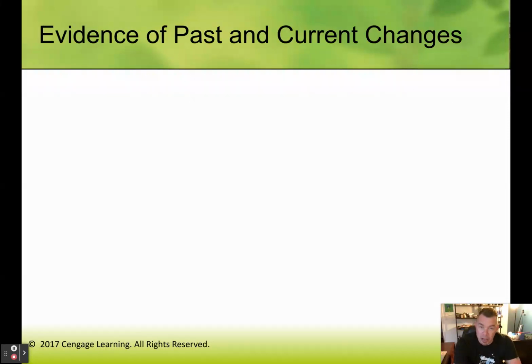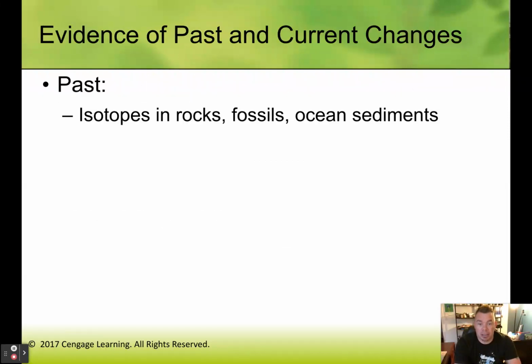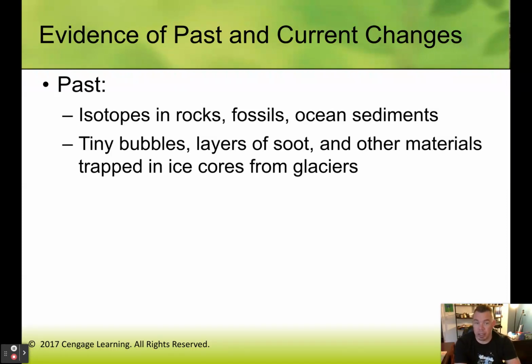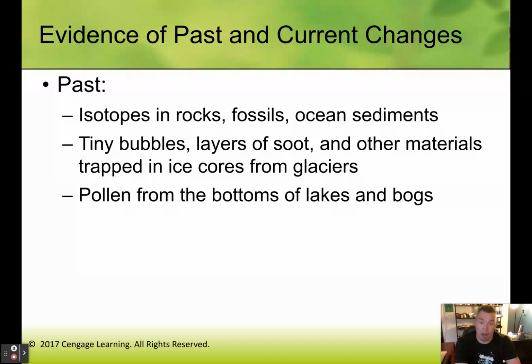All right, now the evidence of past and current, the past. Okay, we got isotopes in the rocks, we got fossils, we got ocean sediments. Okay, we got tiny bubbles in the ice cores. Okay, the layers of soot and other materials trapped in ice cores from glaciers. We got a whole bunch of different evidence of this stuff. The pollen from the lakes, the tree rings, tons of different things.